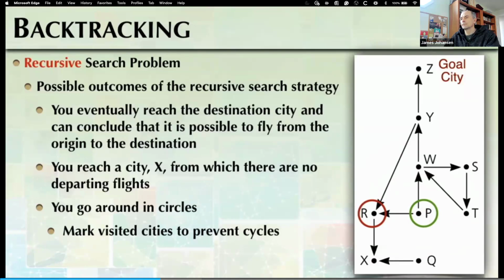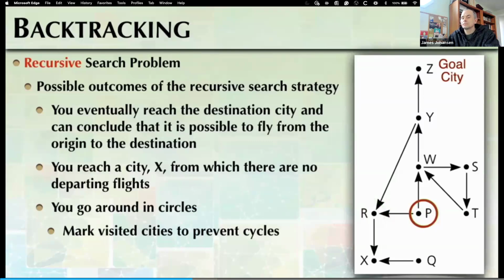From R, we look at where we can go. Well, from R, we can only go to city X. So we go to city X. Now, while we're at city X, we see that we cannot go any further. So our base case is going to tell us we failed. We need to back up to the previous city and see where we can go from there, see if there are other routes, other cities we can go to. So we back up to R. But at this point, we've already visited all the cities from R we can get to, which was X. There was only one. So we back up again from R to P.